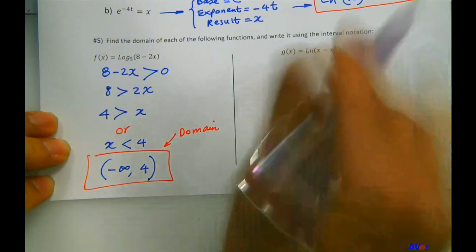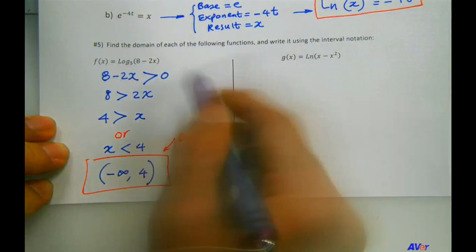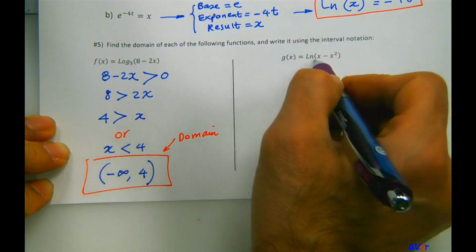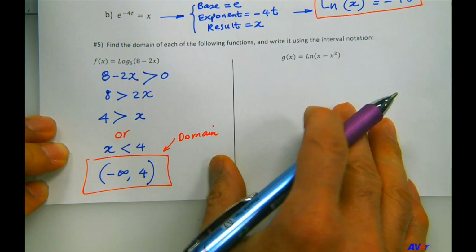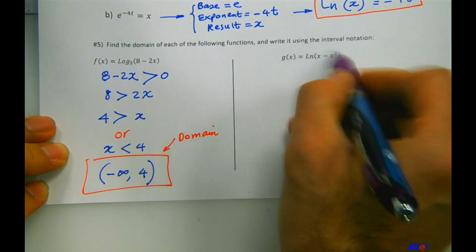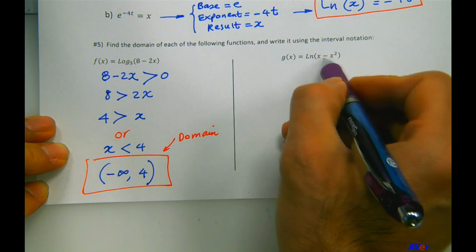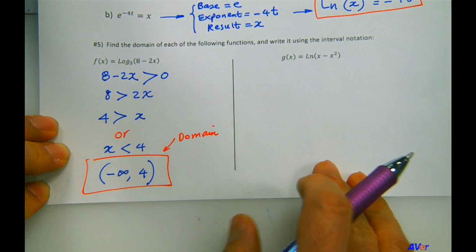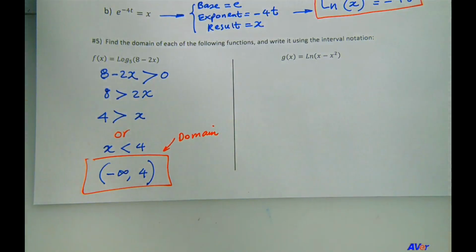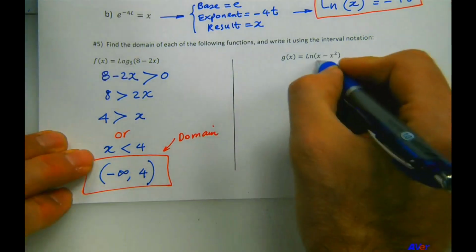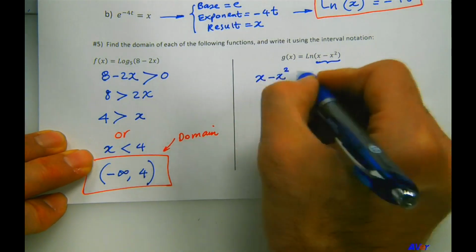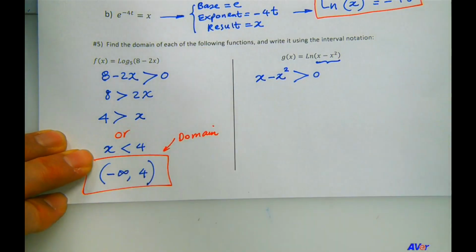Okay, so now this one. This is not log, this is natural log, right? ln. So we know the base is e. But for finding the domain, we must guarantee that inside of this parentheses, x minus x squared, is always greater than 0, some non-zero positive number. So for this inside here, we write x minus x squared must be greater than 0.